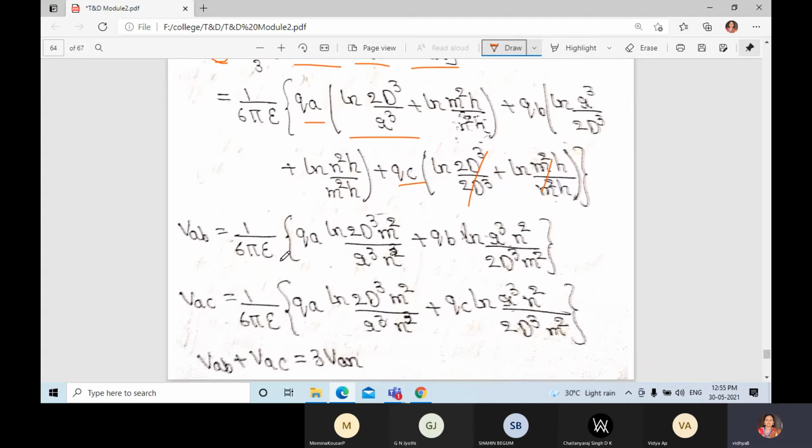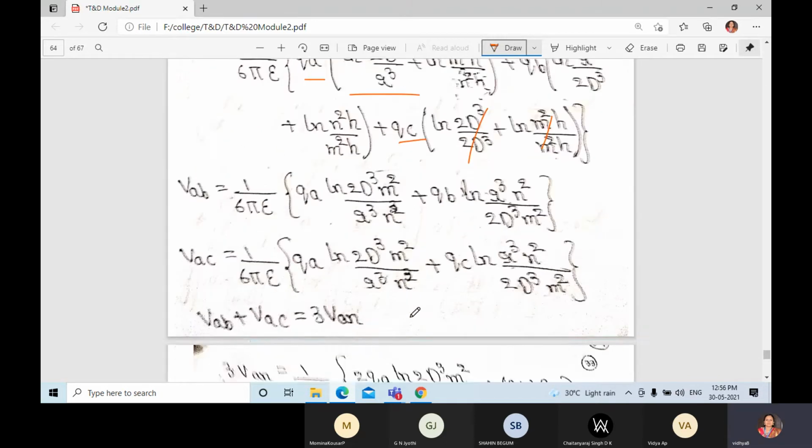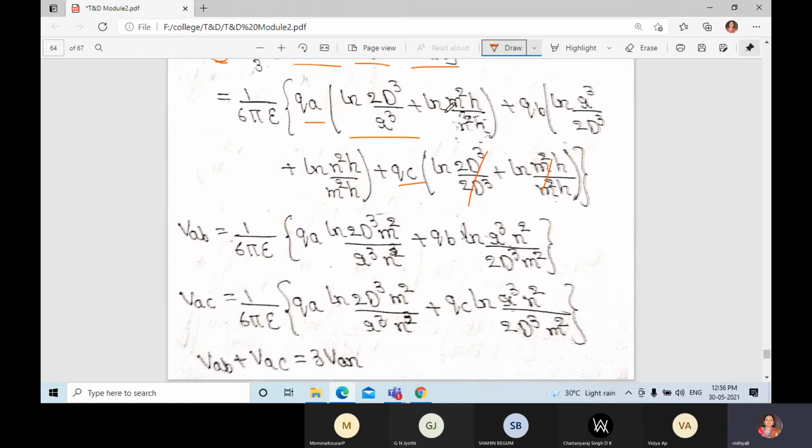1 divided by 6 pi epsilon QA ln, again log A plus log B, we can write it as log A into B, 2D cube M square divided by R to the power of 3 N square H, which gets cancelled, plus QB ln R to the power of 3 N square divided by 2D cube M square. So 1 divided by 6 pi epsilon QA ln 2D cube M square divided by R to the power of 3 N, that is N cube, plus QC ln R to the power of 3 N square divided by 2D cube M square.